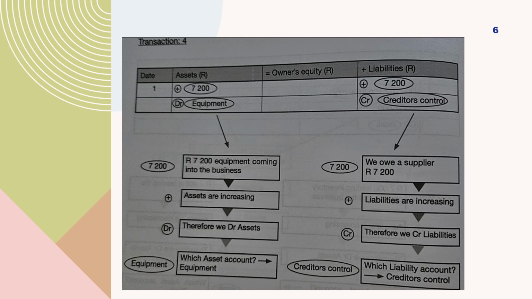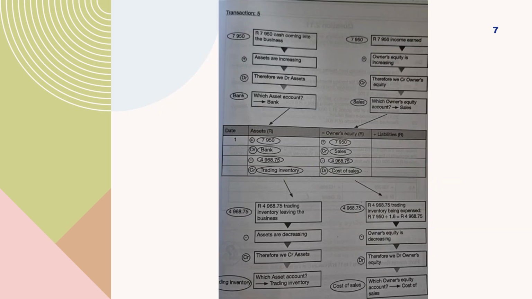Then the next one is transaction 5. For transaction 5: cash sales of trading inventory, selling price equals 7,950. So here you can see it's a bit of a long explanation, right? There are two double entries. Normally we have one double entry. One double entry is one debit, one credit. Two double entries mean two debits and two credits. I did explain to you previously as well that whenever we sell goods for cash or on credit, there are always two double entries.